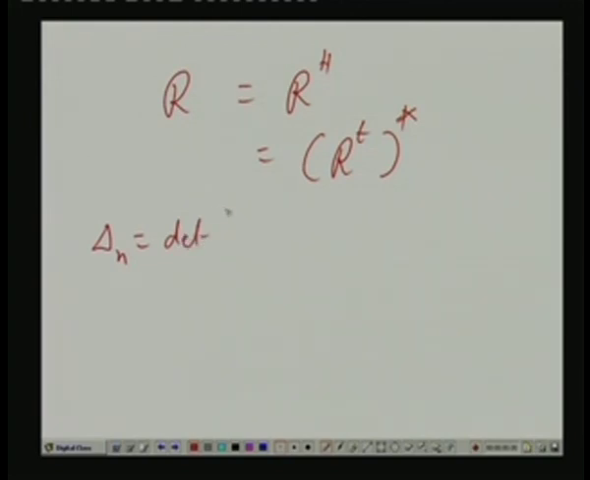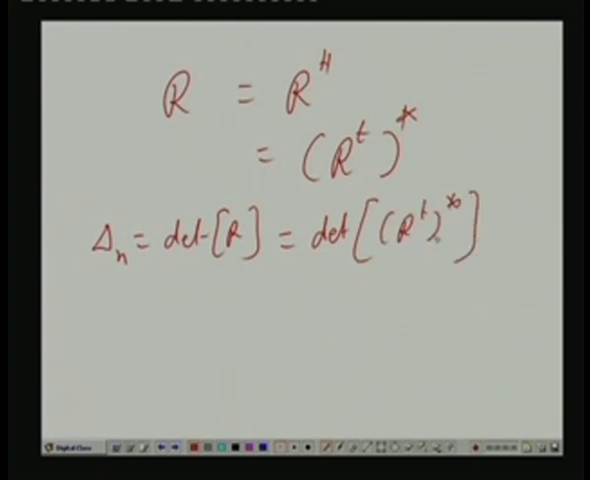First, we know that R is the same as R H, because the correlation matrix is Hermitian. And what is the Hermitian transformation? That is R, you take the transpose and then conjugate, which means delta n, which is nothing but the determinant of R, is the same as the determinant of R transpose conjugate.